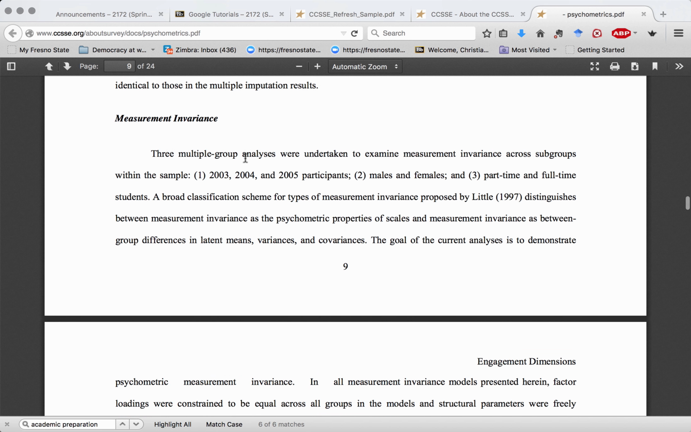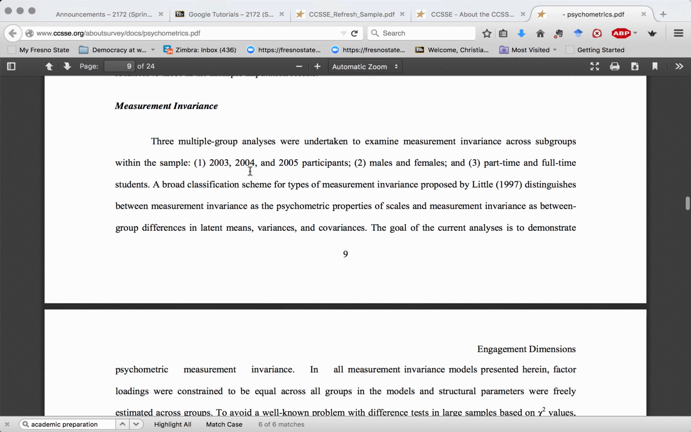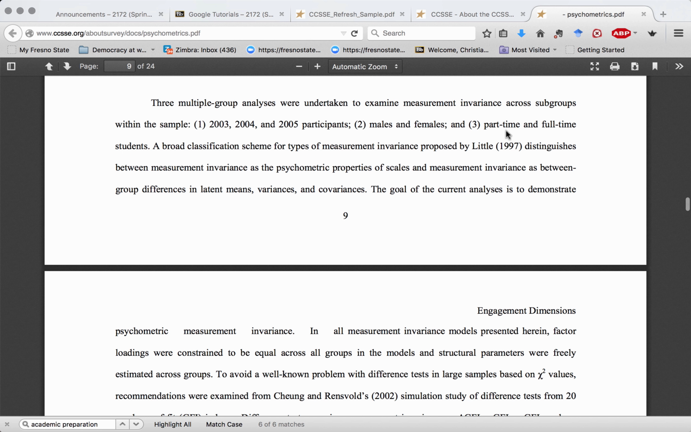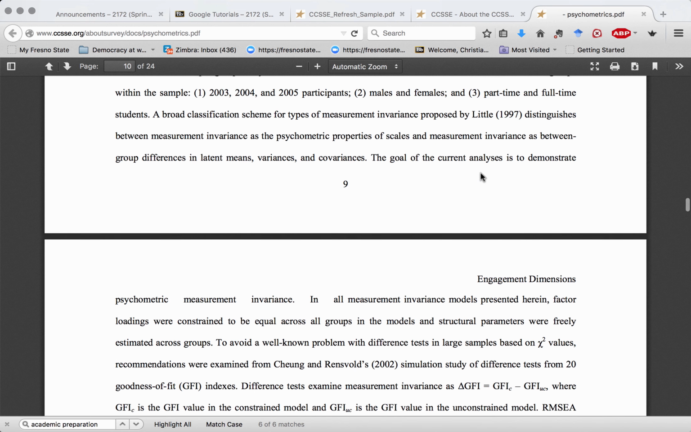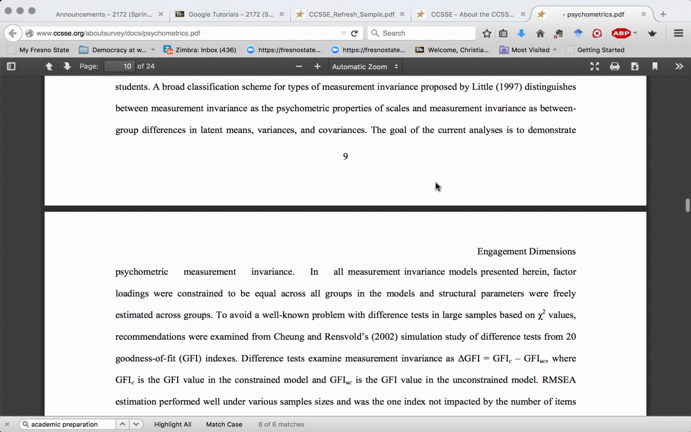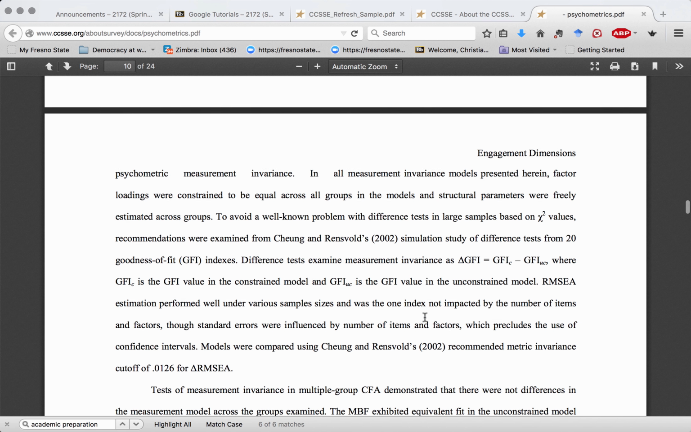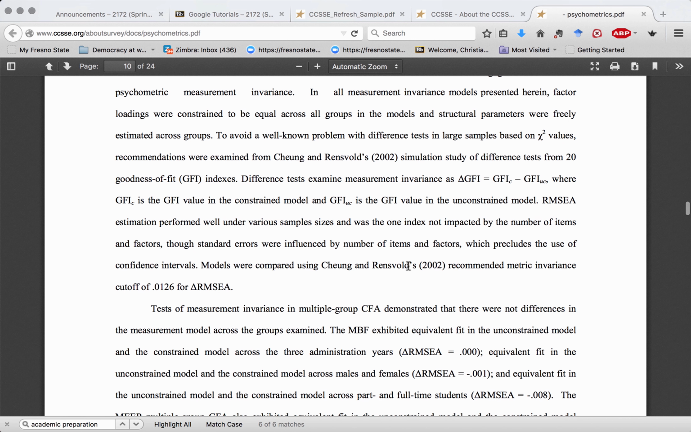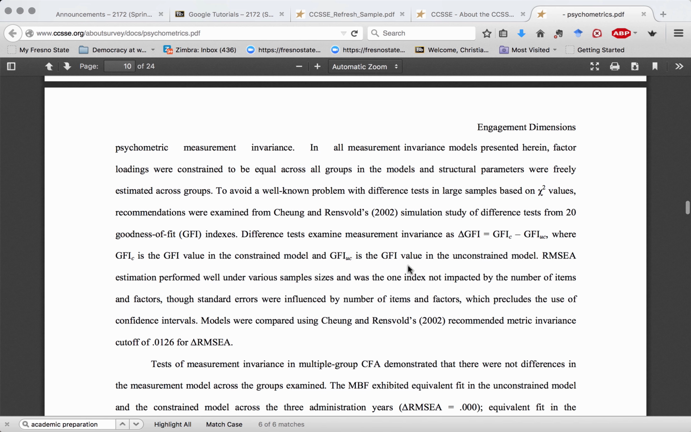And then they talk about measurement invariance. So they looked at the three groups, 2003, 2004, 2005. They looked at male and female, looked at part-time and full-time. And then what they talk about is that there weren't any big differences between these groups. So that means basically the factorial structure holds up across the different groups.